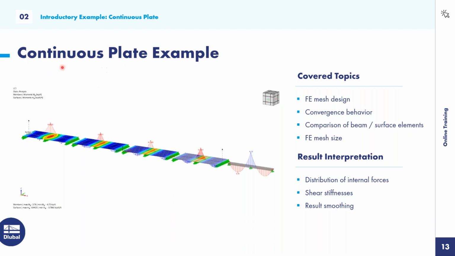So this first example is going to be this model right here, very basic. Just for example purposes, we call it a continuous plate example. The topics that will be covered will be FE mesh design, convergence behavior. We'll be comparing the beam element to the surface elements and seeing how those two compare and how they differ. And then we'll go over FE mesh size and what the best FE mesh size is, or how to determine what your FE mesh size should be. And then we'll get into some results such as distribution of internal forces. We'll go over shear stiffness, which is going to be a big topic. And then we'll go over the result smoothing as well. So I'm going to switch into RFEM.